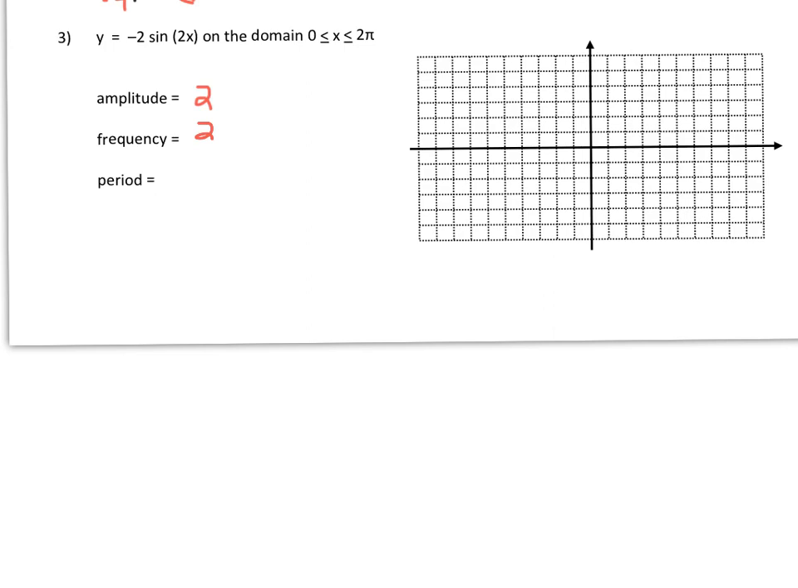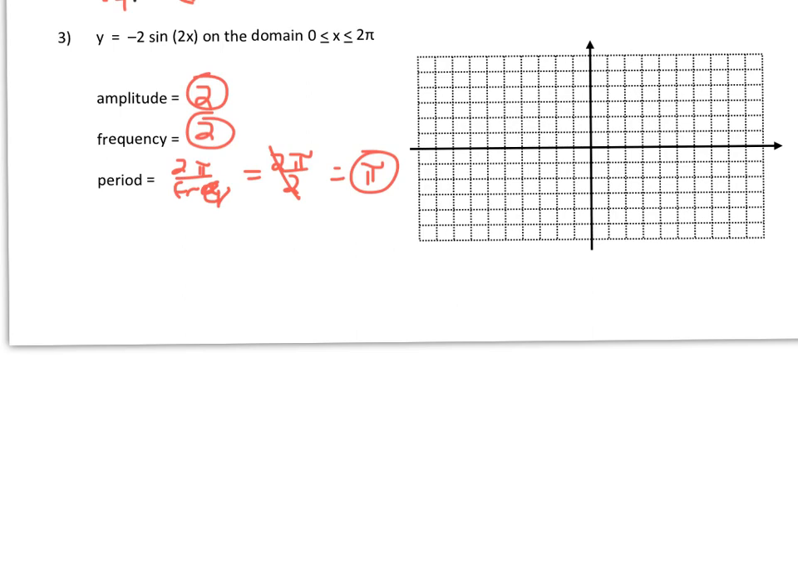And the period, again, we know we can't find the period by looking at the equation, but we do know that period is equal to 2 pi over the frequency. Okay, that's supposed to be an E. It's hard to write with these pens. But so 2 pi over, well, we know the frequency is 2. So these 2's will cancel off, leaving us with pi. So our period is pi, the frequency is 2, and the amplitude is also 2.